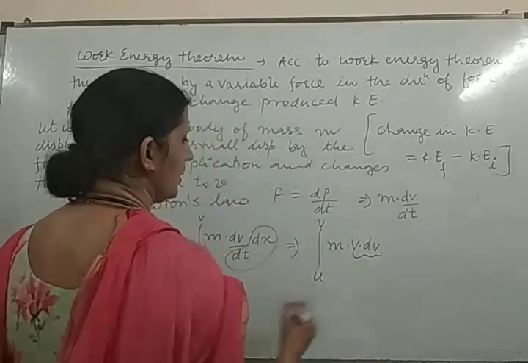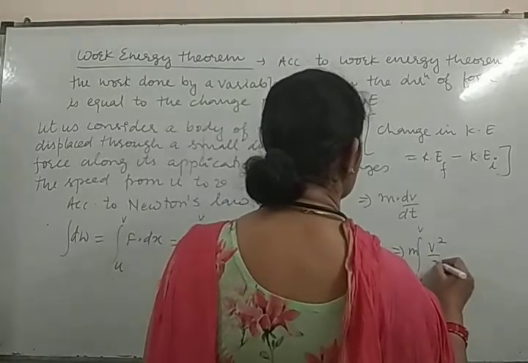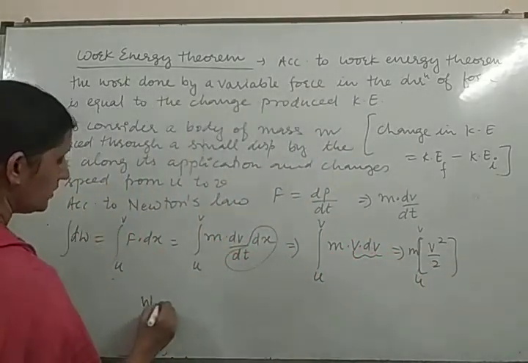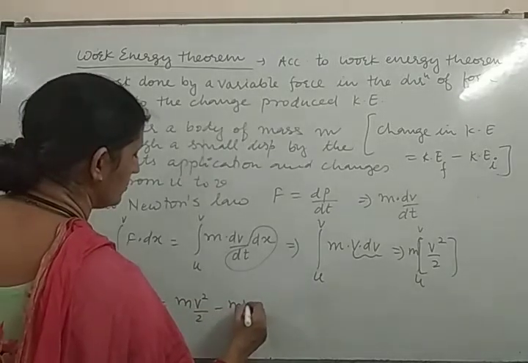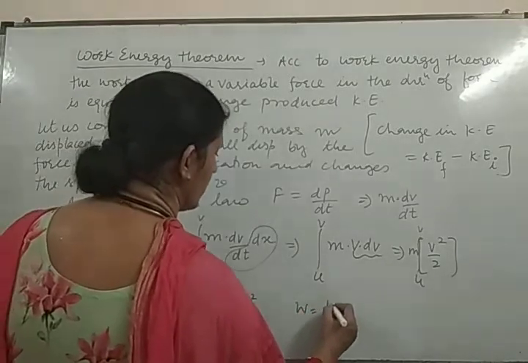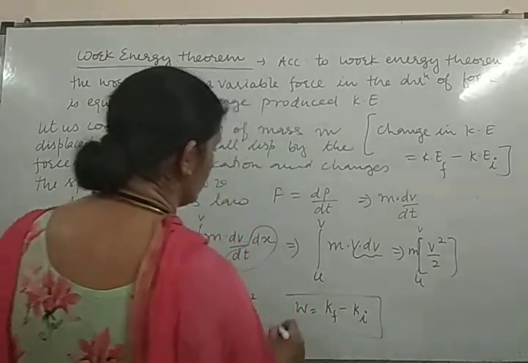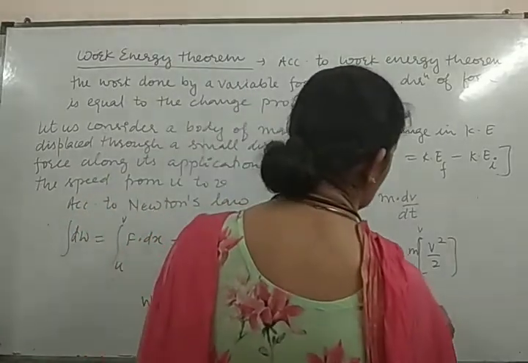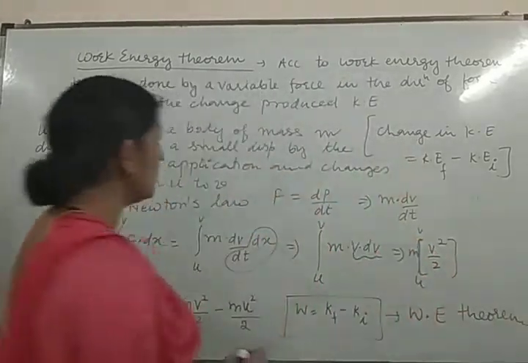Here v is the variable. Integrate this, you will have from u to v, m common, v square by 2, and here you can put the limits. Work done is equal to m into v square by 2 minus m into u square by 2. This is considered as the final kinetic energy minus the initial kinetic energy. So work done is equal to the difference of kinetic energies, and this is known as the work energy theorem. Got it?